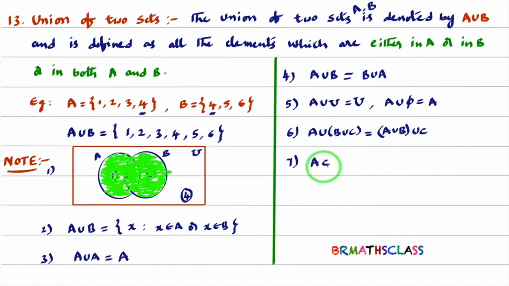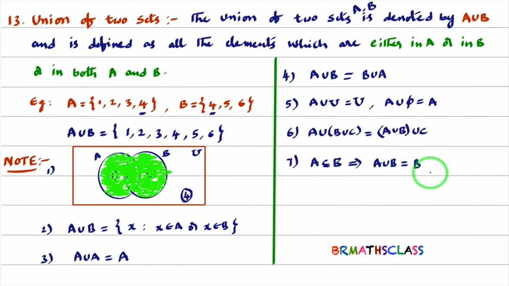Last point. If A is subset of B, that means all the elements present in A are present in B, then what is A union B? Here you need to observe one thing. In A and B, which set is the bigger set? Here we can easily understand that B is the bigger set. So when we do their union, we will get the bigger set. So A union B is B. So this is all about union of two sets.